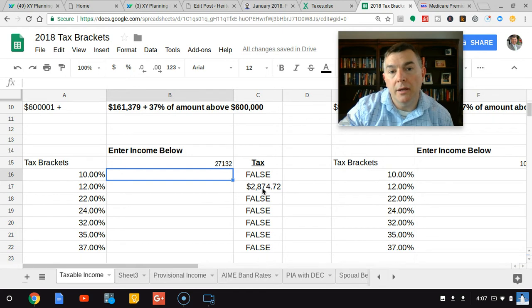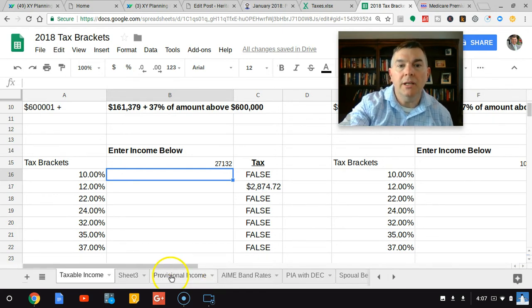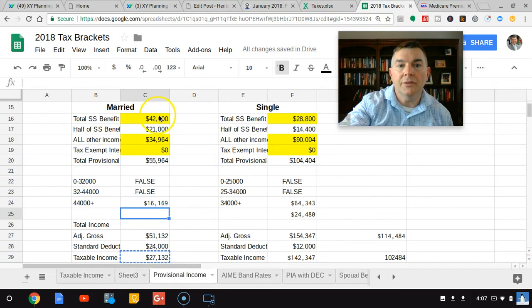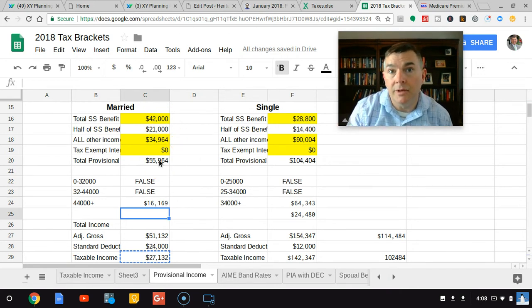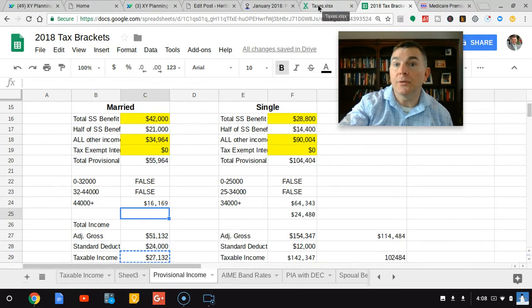All right, so we have $2,874 of taxes on all this amount of income right here. $42,000 plus $35,000. They paid basically less than $3,000 on $77,000 odd dollars of income. Not too shabby. But it gets worse because that's the first year of their RMD.